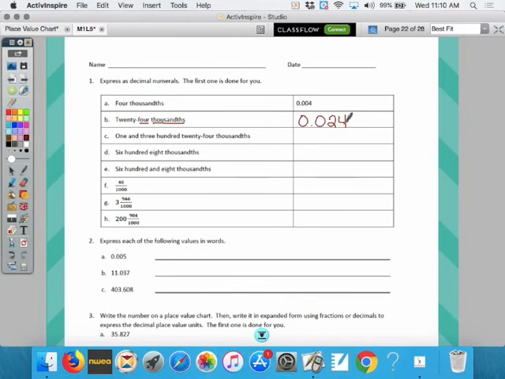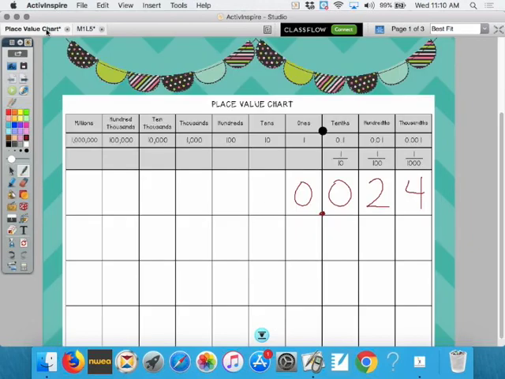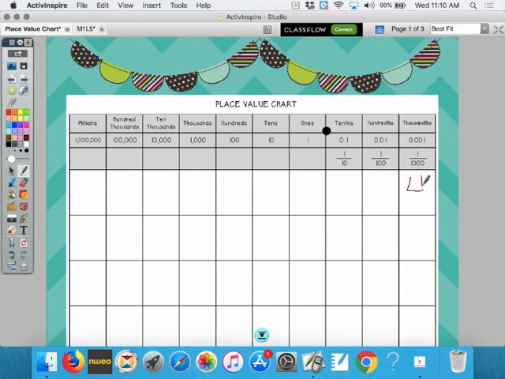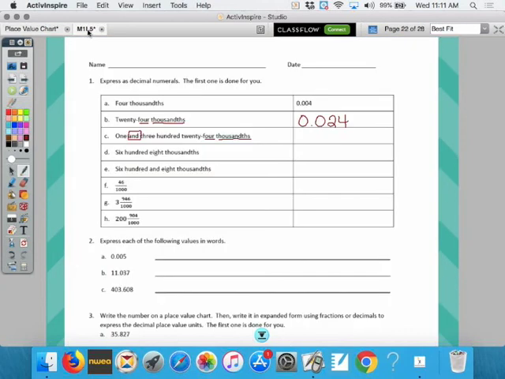The next one. Ooh, I think I'm going to highlight a word. And. One and 324 thousandths. So what's my place value at the end? Thousandths. And what's the last number I write? 4. Okay, so on the place value chart, put a 4 in the thousandths place. Read that to me again. 1.324. Okay, so 324. Everything in front of the decimal is a whole number. So the 1 is the whole number.